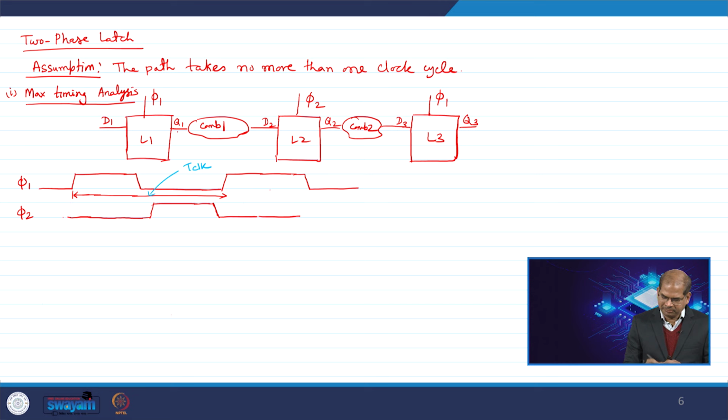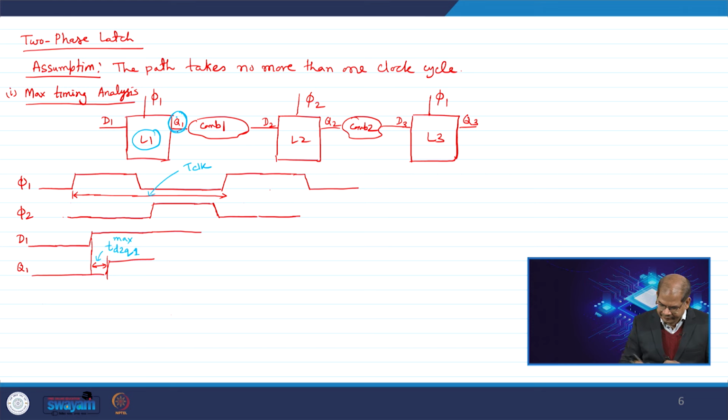I need to first pass the signal D1. Let us say this is my D1. D1 is changing inside my positive half cycle. This is my D1, then my Q1 will change after some time. I have to take the max of the delay. This delay is basically T D to Q 1 maximum, because we are dealing with latch 1, and this is my Q1.